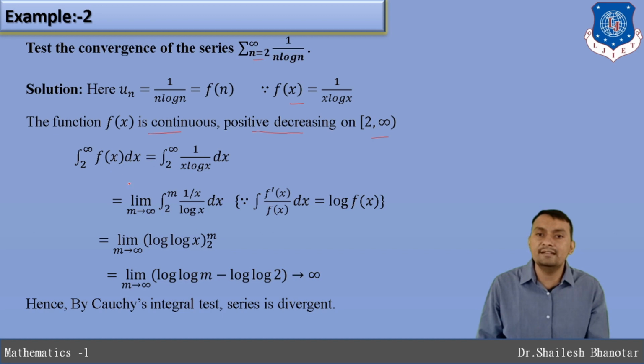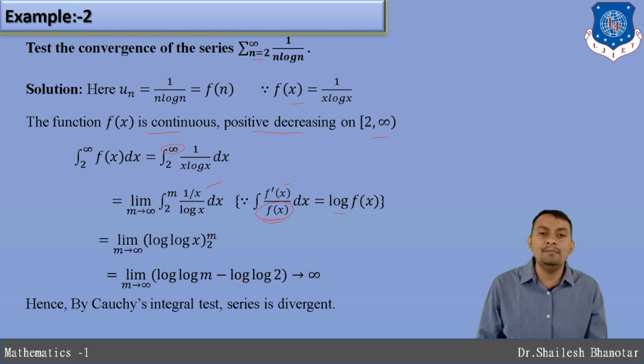Therefore, by the Cauchy integral test, we take the integration from 2 to infinity of f(x) dx, and f of x is nothing but 1 divided by x log x. This is an improper integral, and whenever we have this, we will use the limit m tends to infinity, where infinity is replaced by m. This can be written as (1/x) divided by log x. Using the formula, whenever the derivative of the denominator is contained in the numerator, we will use the log of the denominator. So we get the limit as m tends to infinity of log of log x from 2 to m.